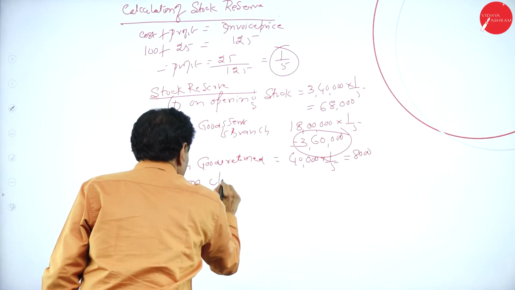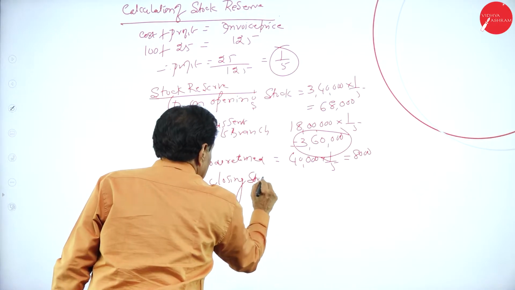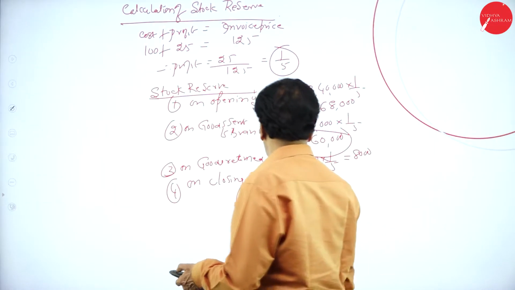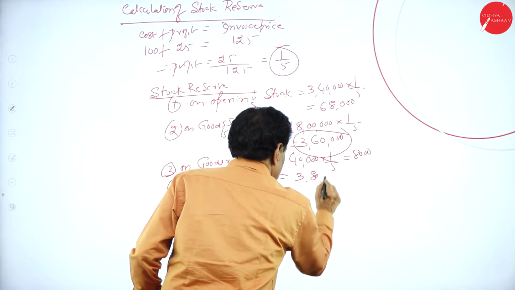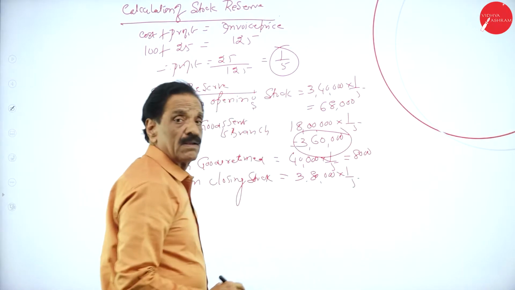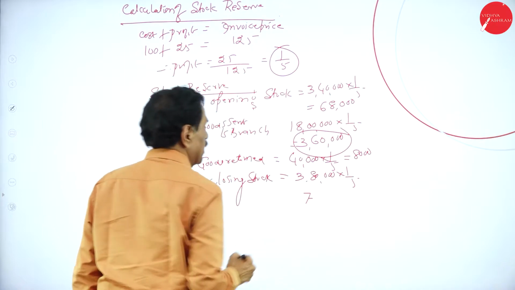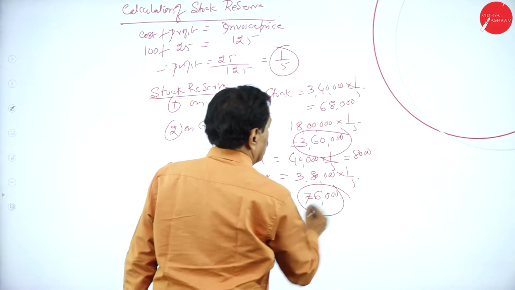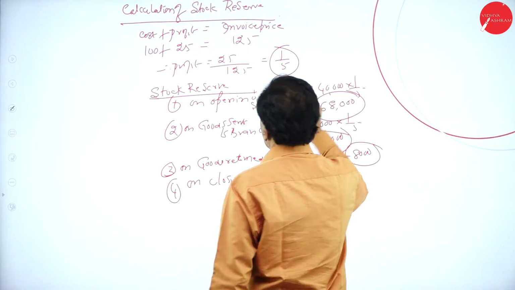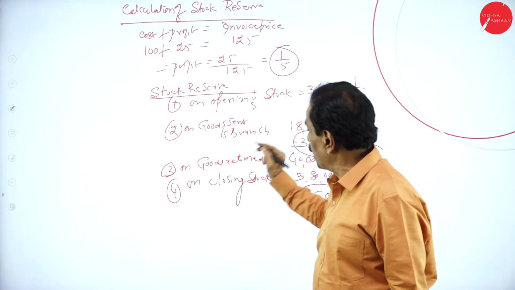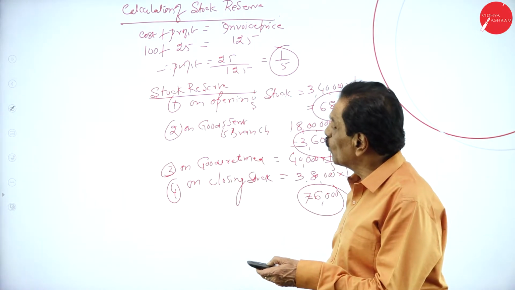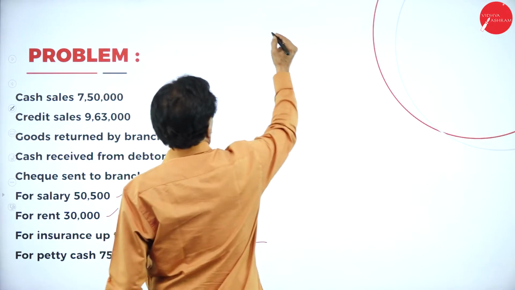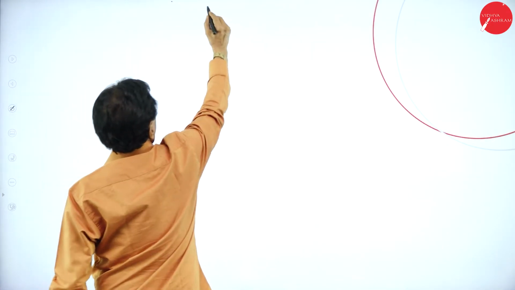Last one, the 4th one, on closing stock. What's the value of the closing stock? 3,80,000 into 1/5: 5 7s are 35, 3 remaining, 5 6s are 30, that is 76,000. So all stock reserve goes in favor of profit. Now, you have an opening debtor but do not have the closing debtor. You can have the debtors account here, total debtors account.